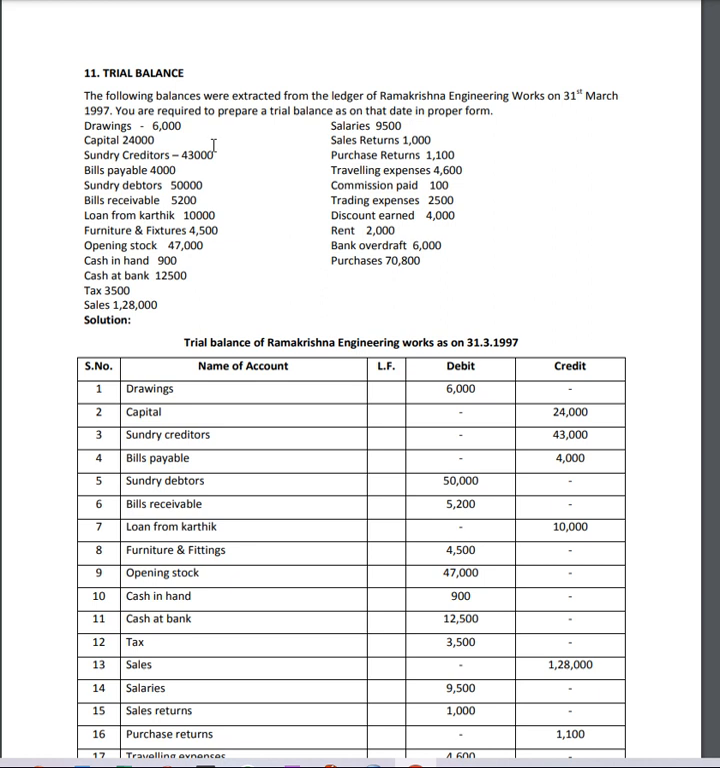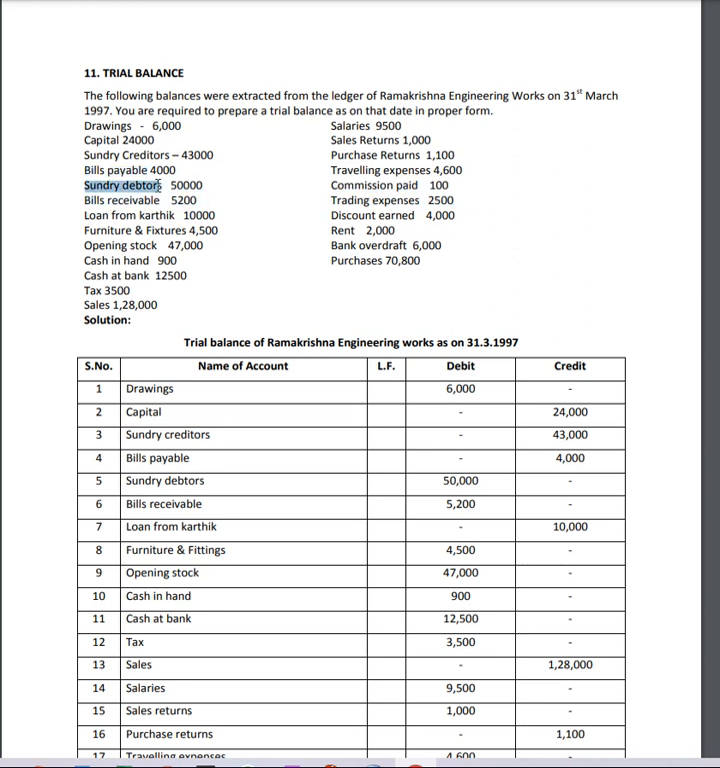So let's start with drawings. Drawings should be debited, so here we are debiting that item. Capital they have directly said 24,000, that should be credited. Sundry creditors, creditor is a liability item, so liability should be credited. Next, bills payable is a liability item, liability should be credited.